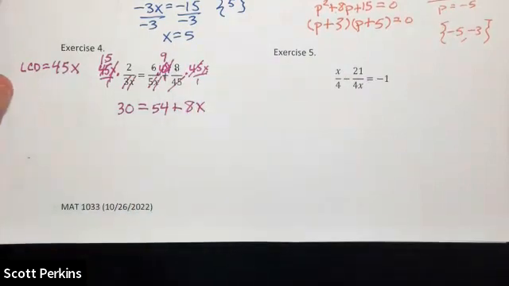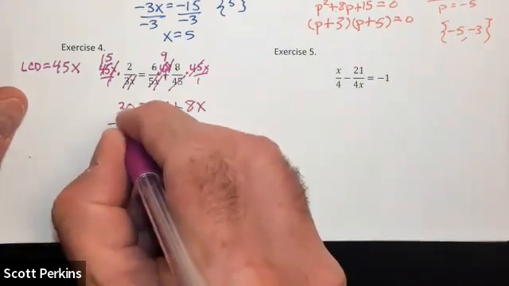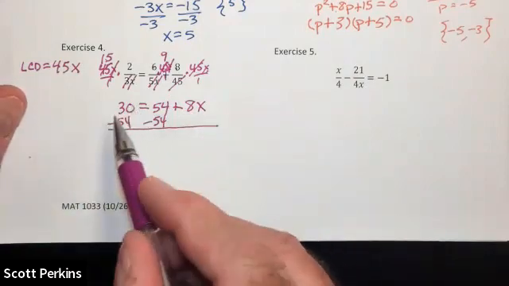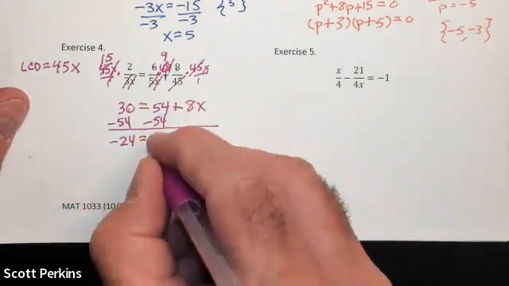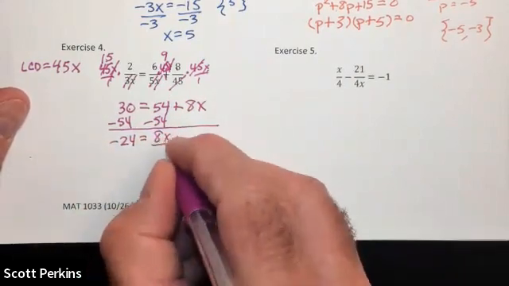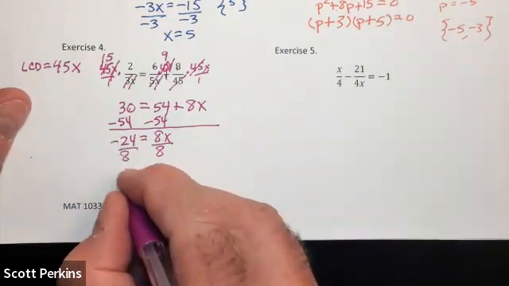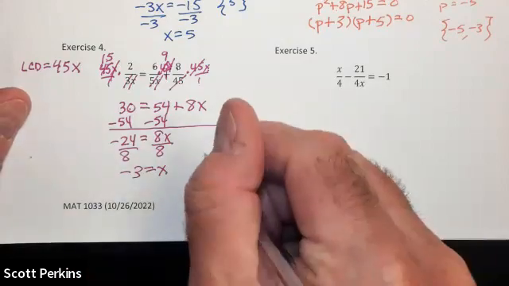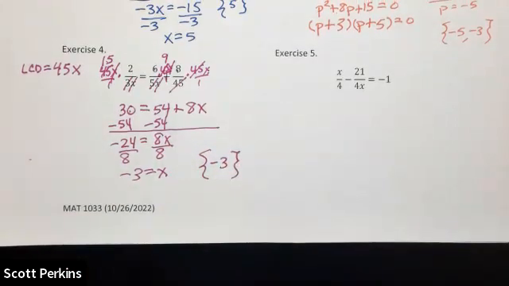I no longer have fractions, so I can rejoice and be happy about that. And I'm going to finish this problem by subtracting the 54 from both sides. My calculator will tell me that 30 minus 54 is negative 24. And then I've got 8x. And when I divide by 8, once we get rid of those fractions, it's a much more tame problem than it starts to be. And so we get the x value that will create a true statement. My solution is negative 3.